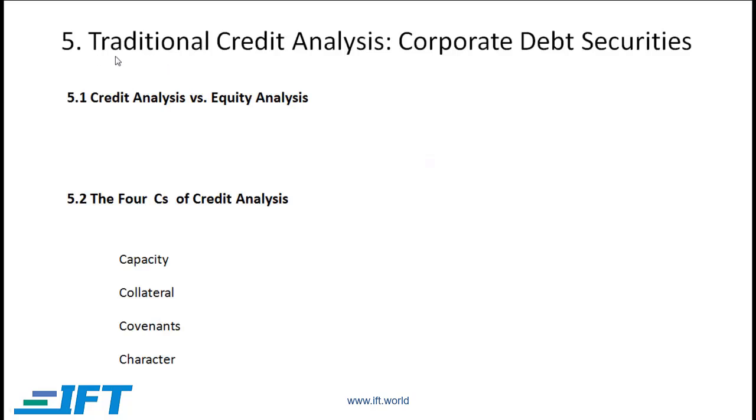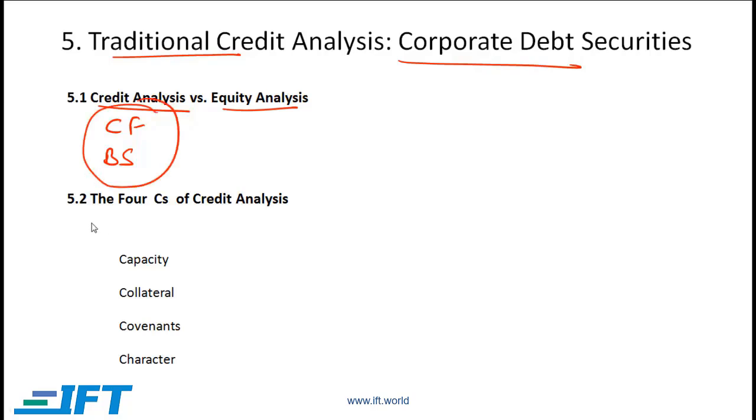Section 5 deals with traditional credit analysis of corporate bonds. The goal of credit analysis is to determine the issuer's ability to meet its debt obligations. And obviously, to do this analysis, we need to look at the strength of cash flows, we need to look at the balance sheet and the capital structure of the issuer, and so on. So the details will be looked at in subsequent sections. With equity analysis, we are concerned with how the company equity or company stock will perform in the future.